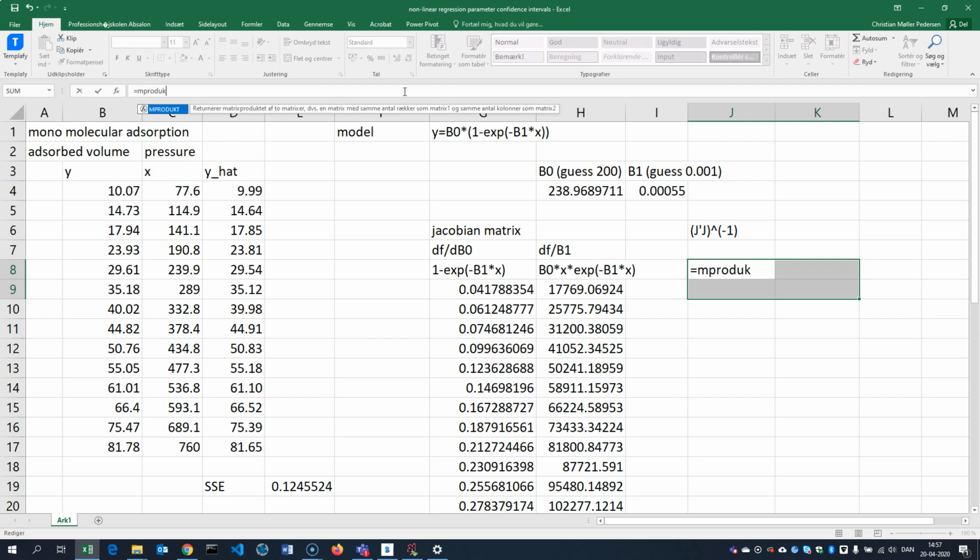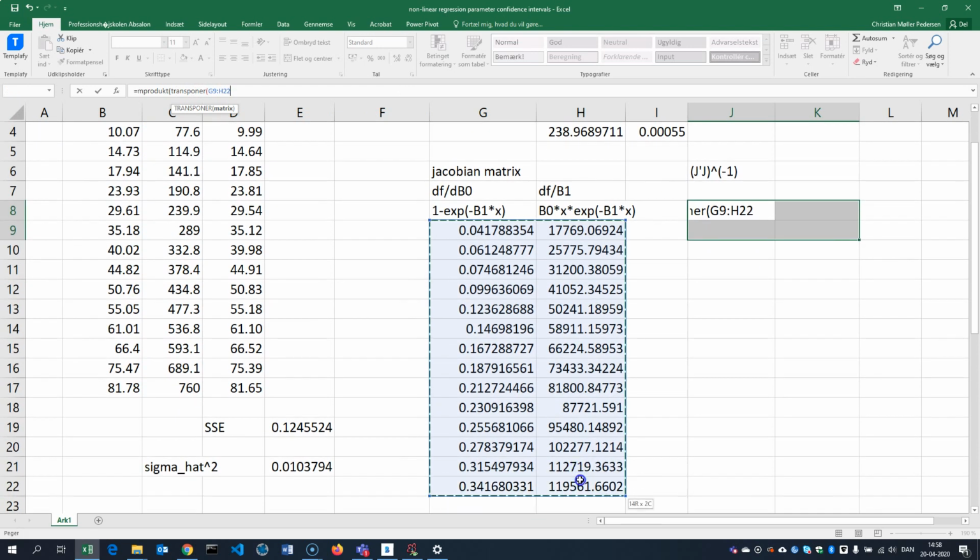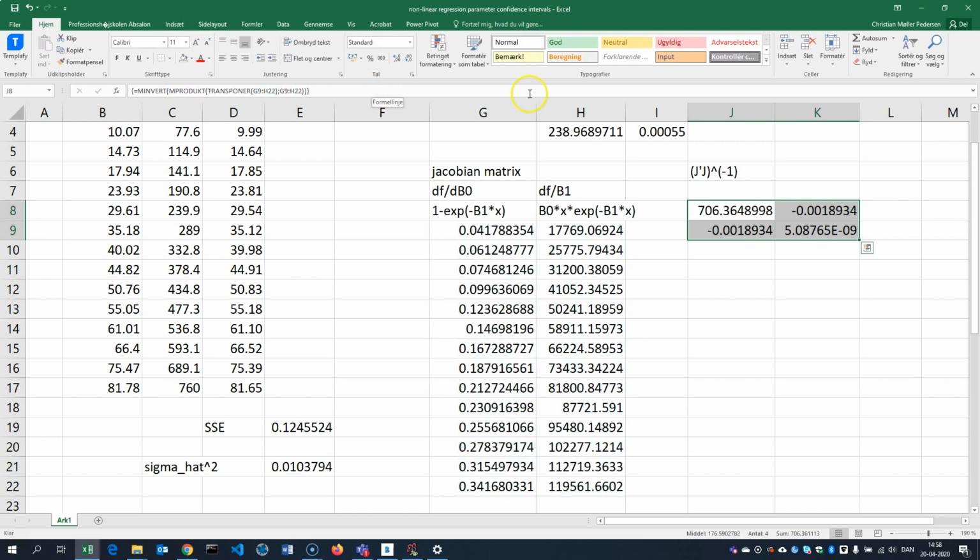MMULT in English. Then I transpose the matrix, and the matrix is this thing here, and we'll multiply it by itself. And I need to invert everything here, with MINVERSE. And very important, you have to press Control Shift Enter to get the computation here.